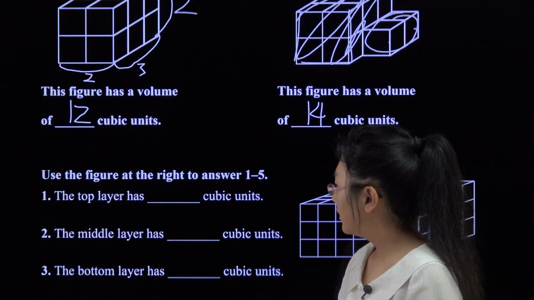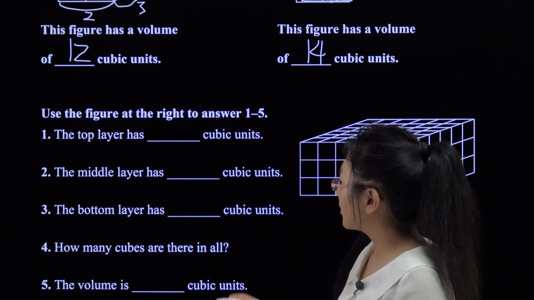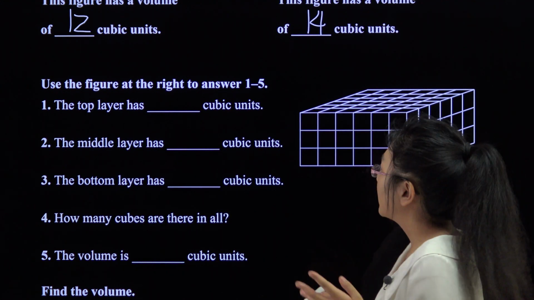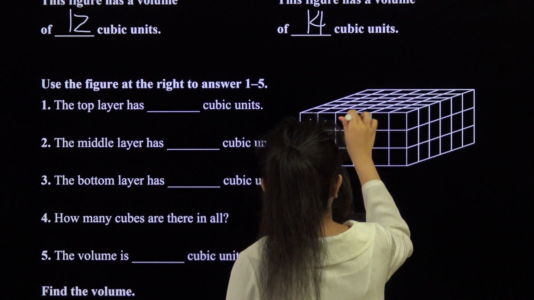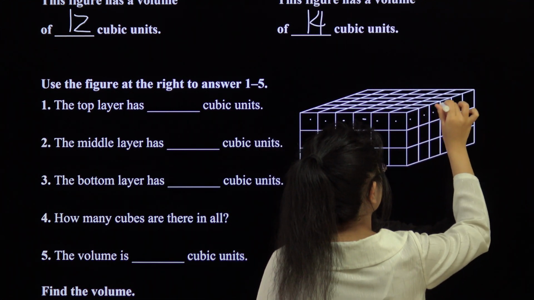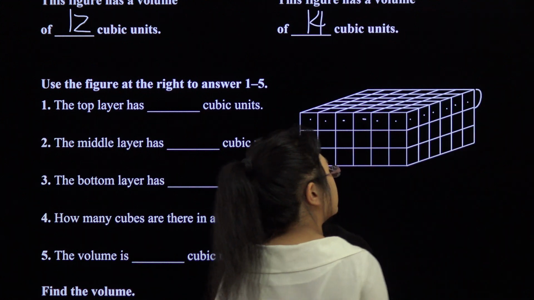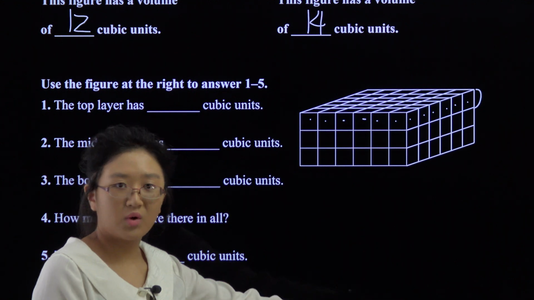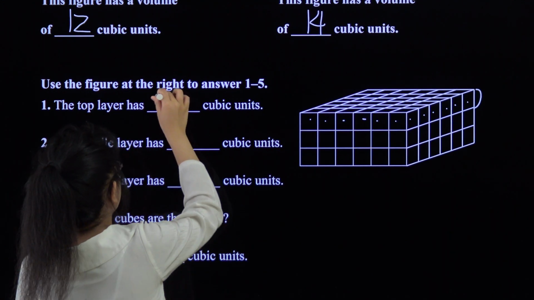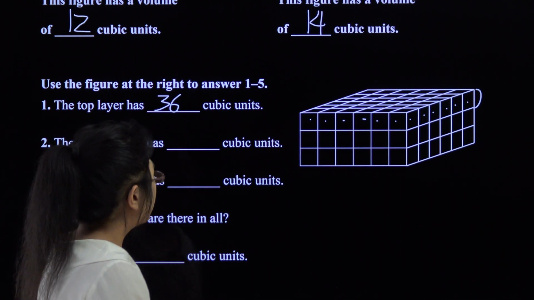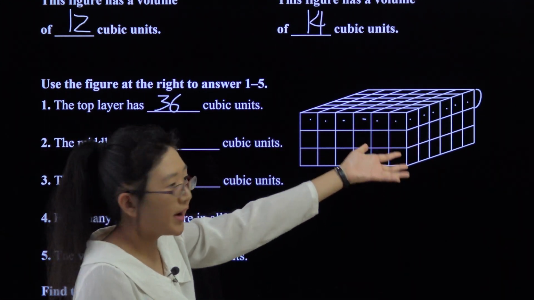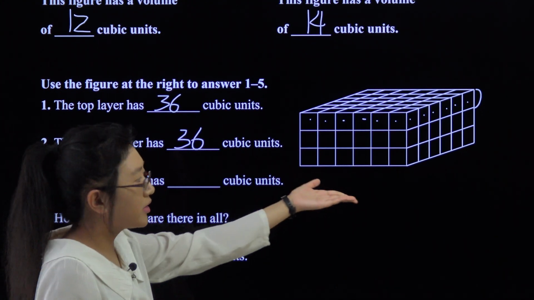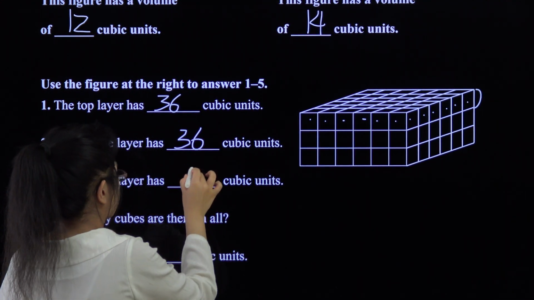Let's go on and use the figure at the right to answer questions 1 to 5. The top layer has however many cubic units. 1, 2, 3, 4, 5, 6, and then 1, 2, 3, 4, 5, 6, and 1. So 6 times 6 is 36, times 1 is still 36. So the top layer has 36 cubic units. The middle layer is the same thing, it's a regular shape, so it's still going to have 36. And the bottom layer is still the same thing, so it's still going to have 36.